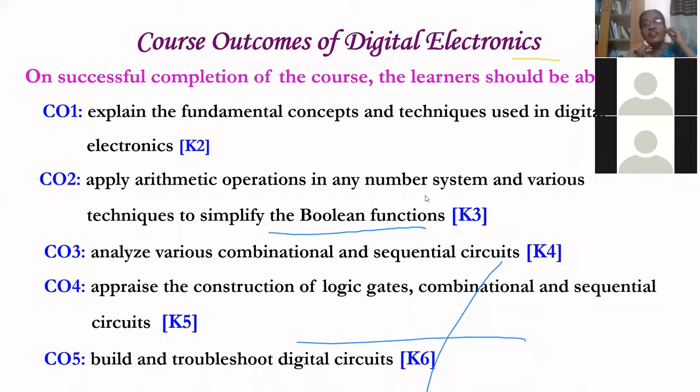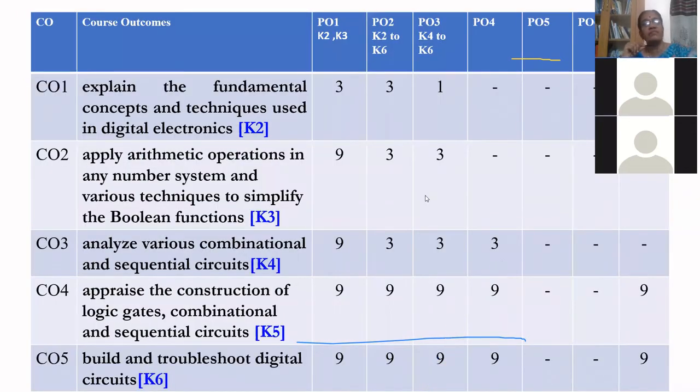So before going into the program articulation matrix, I have given another example. Let us go through the course outcomes of digital electronics. I have considered K2 to K6 here again. For digital electronics, I have written 5 COs with K2 level, K3 level, K4 level, K5 and K6. The mapping table I have chosen uses the same kind of terminology.